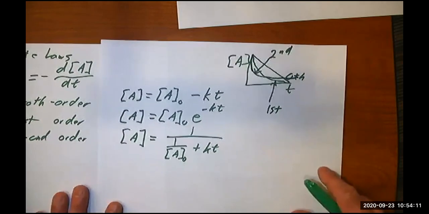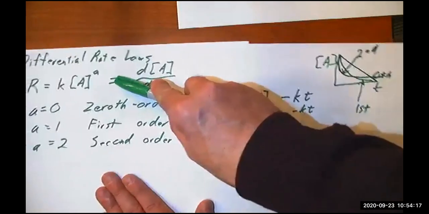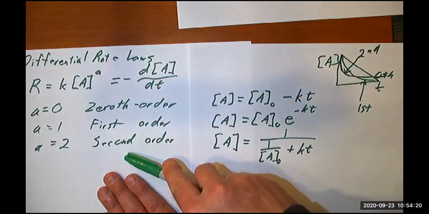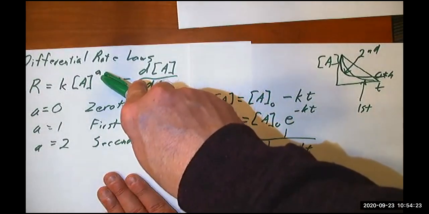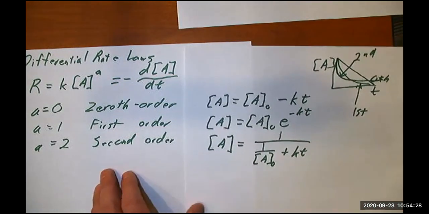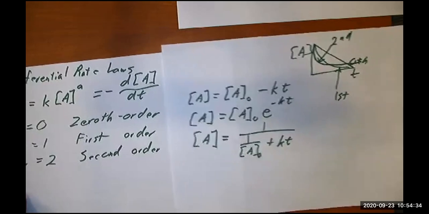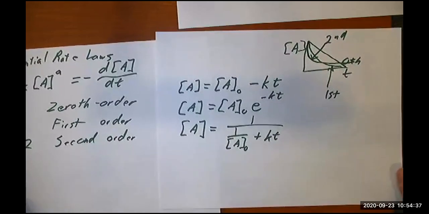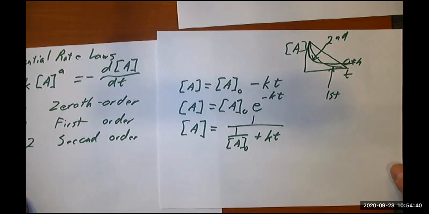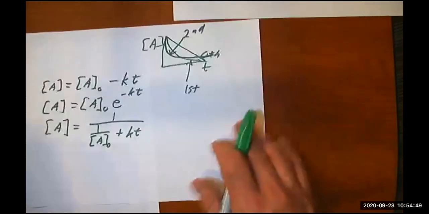Now, if you have the differential rate law, then determining which reaction type you have just means looking at the exponent. How do you find that experimentally? How do you figure it out? There are 2 different ways to do that experimentally. One of them is to use the method of initial rates, which I went over in the very first of the kinetics videos. The simpler way is to plot three things.